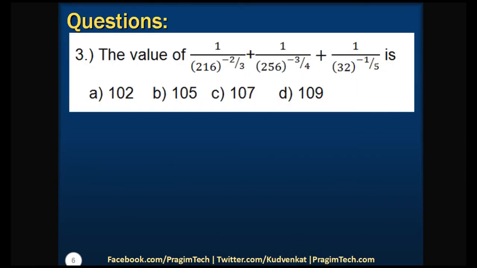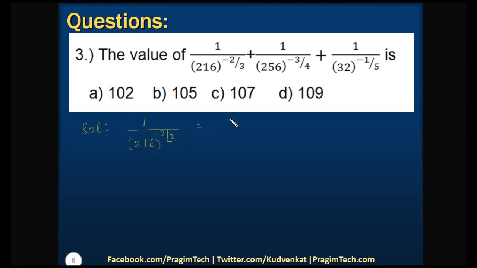Let's solve the third question. The value of 1 by 216 to the power minus 2 by 3 plus 1 by 256 to the power minus 3 by 4 plus 1 by 32 to the power minus 1 by 5. Let's take the first term, that is 1 by 216 to the power minus 2 by 3.